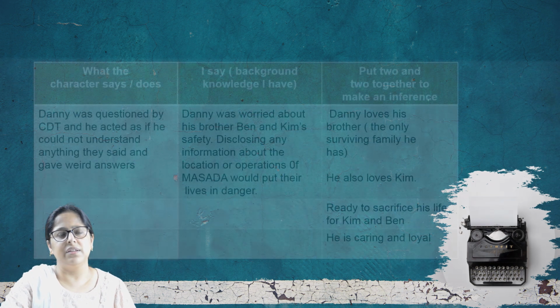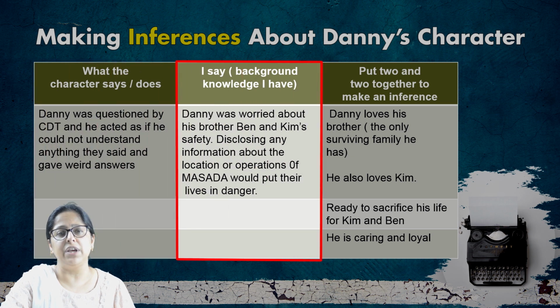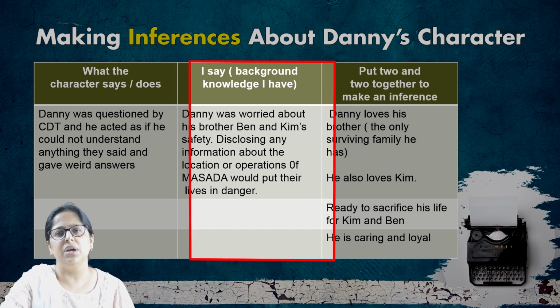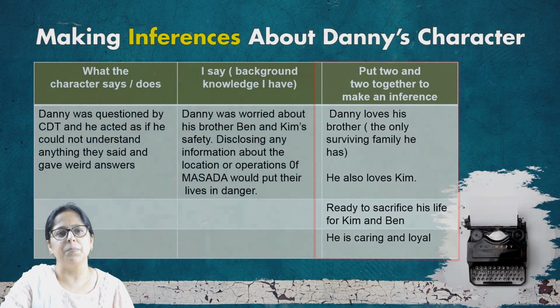From what he said, Denny was questioned by CDT and acted as if he could not understand anything they said, and he gave weird answers. With the background knowledge that we have, we know that Denny was worried about his brother Ben and Kim's safety as well. Disclosing any information about the location or operations of Masada would put their lives in danger. Now, putting two and two together and making an inference, Denny loves his family, the only surviving member, that is Ben, and he loves Kim as well, and he's worried about their safety.